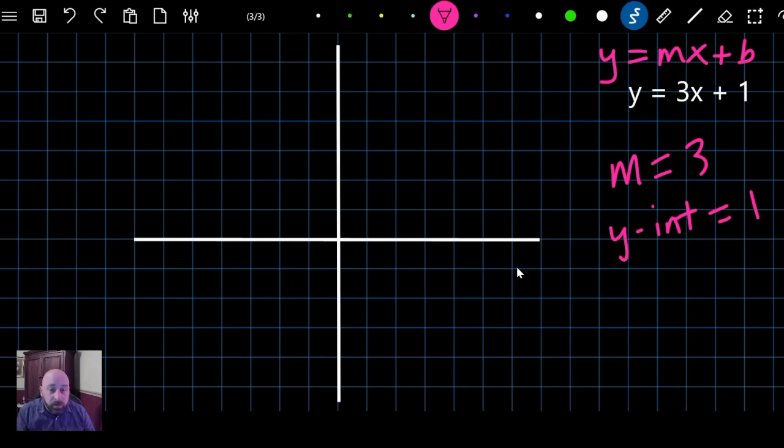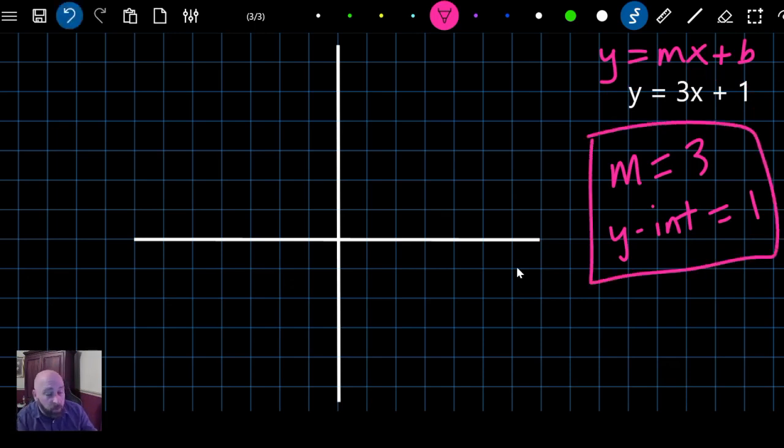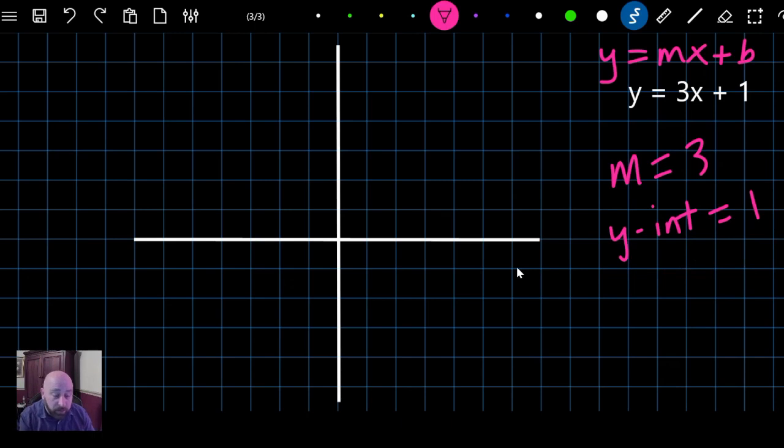So this is pretty cool. From this format right here, y = mx + b, I can write the slope and I can write the y-intercept. So watch what else I can do. I can come over here to my graph, and I'm going to start with my y-intercept, and I'm going to graph that at 1. So it just comes up 1. So my line is going to cross my y line at 1. That's what this tells me right here. That's my y-intercept. Then my slope is 3.